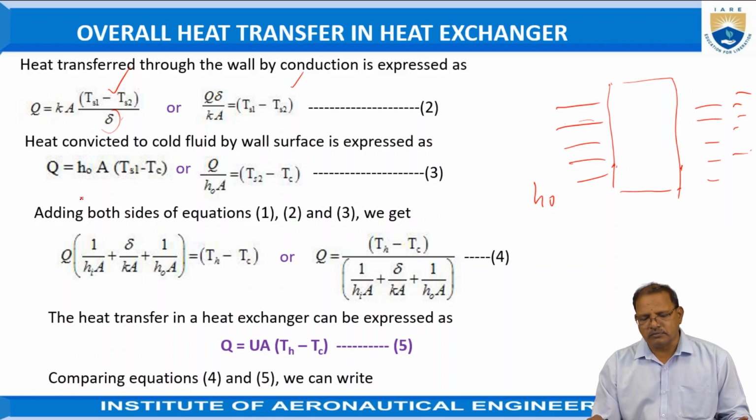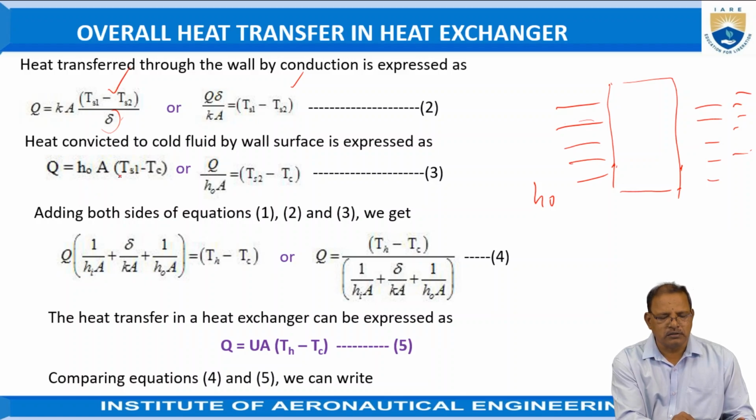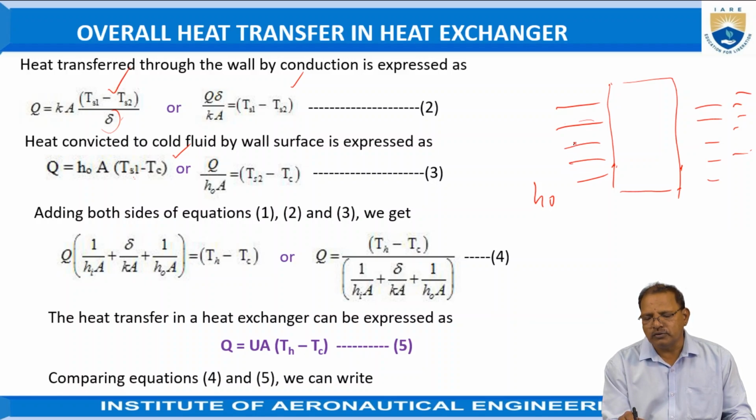Similarly, the amount of heat transfer to the cold fluid is given by Q equals H0 into A into (Ts2 minus Tc). And from the hot fluid to the wall surface, Q is equal to H0 A into (THO minus Ts1), where THO is the temperature of the hot fluid.